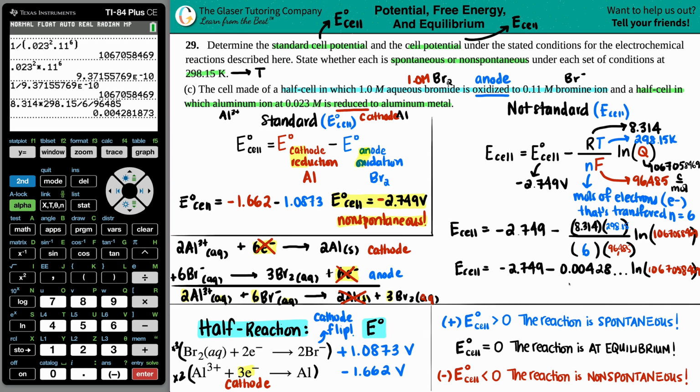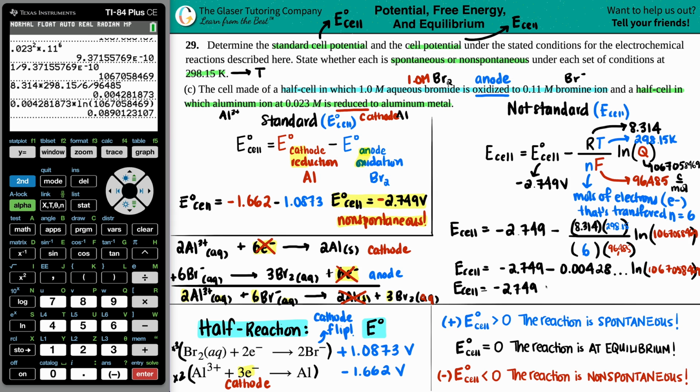8469. Now what I would do is I would multiply these values together, or you could even just plug this all in into one shot. Doesn't matter. E cell equals negative 2.749. And I'm going to say this value times by the ln, and then I'm going to just grab that value, right? Doesn't matter which one I use, they're the same. Close the parentheses if you want to. Okay. So this is a minus 0.0890 with much more decimals after that.